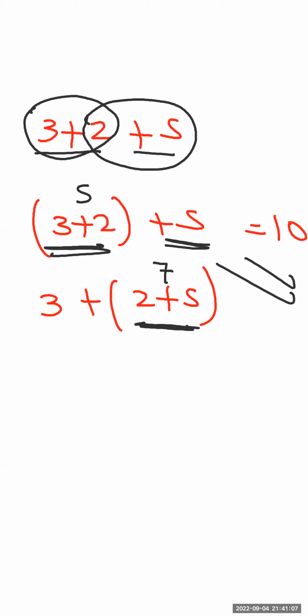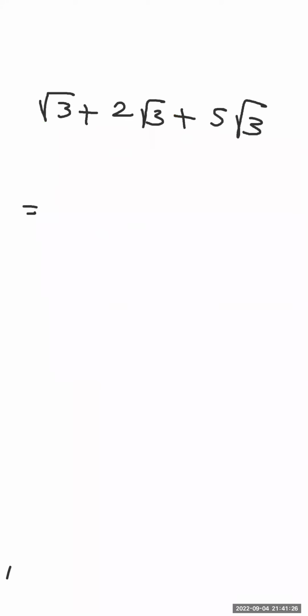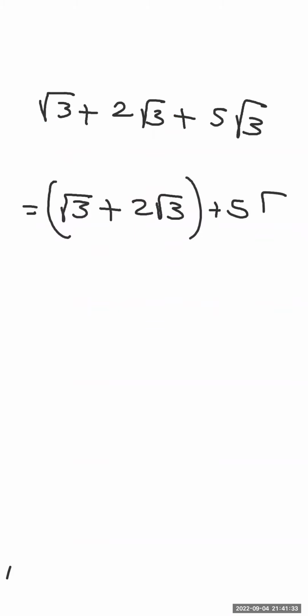This will depend on the numbers in the questions. Okay, let's take an example using roots like this. If the question is square root of 3 plus 2 square root of 3 plus 5 square root of 3, this will simply equal square root of 3 plus 2 square root of 3 between 2 brackets, then plus 5 square root of 3. It will be the same result.